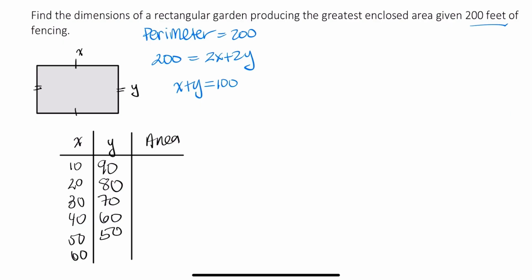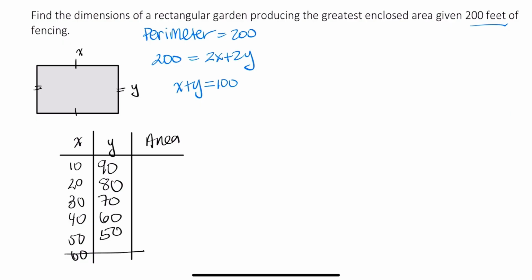And then notice here, if I put in x is 60, y is 40, that's going to give us the equivalent area of here, 40 and 60. So I'm just going to go ahead and cross that one out. Now let's multiply across to see what area we'd get.